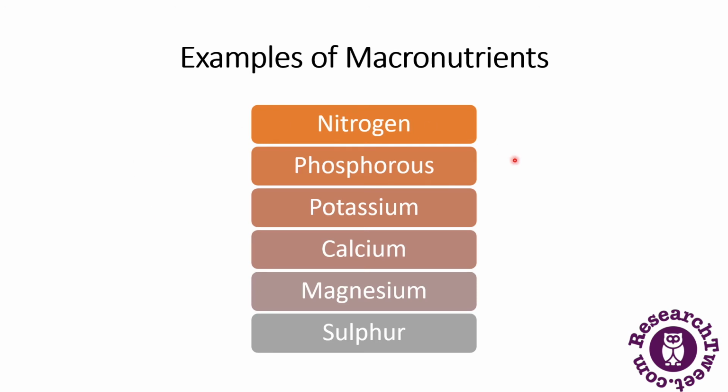Some of the examples of macronutrients are nitrogen, phosphorus, potassium, calcium, magnesium, and sulfur. These are considered as the essential elements of the plant. They help in the growth and development of the plant. Nitrogen is present in abundant quantity in plants, and nitrogen is very much needed for the plants for their growth and development. So this was all about the examples of macronutrients.